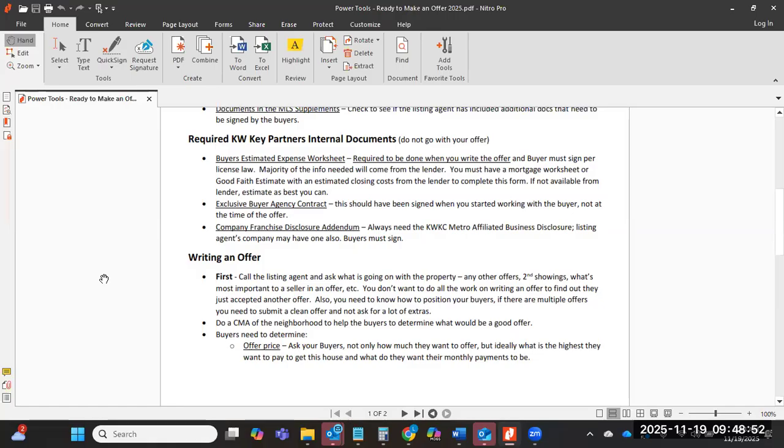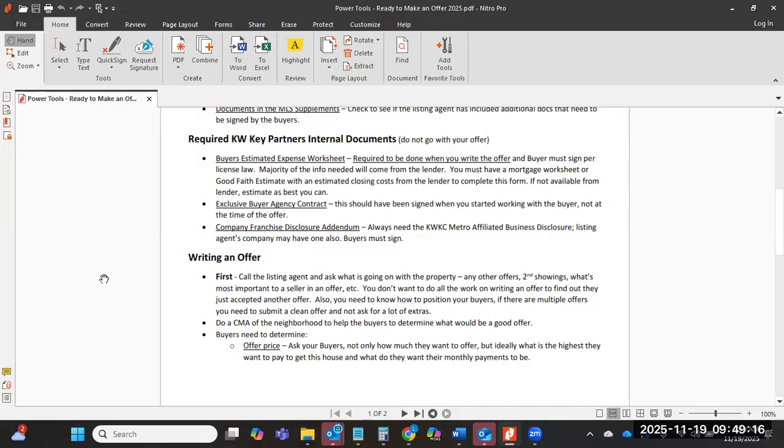All right, writing an offer. First, call the listing agent. We've already covered that. Ask what's going on with the property. Are there any other offers or second showings? That's another way of showing that there's interest in the property. What's most important to the seller in an offer, etc. You don't want to do all the work in writing an offer to find out that they just accepted something else.